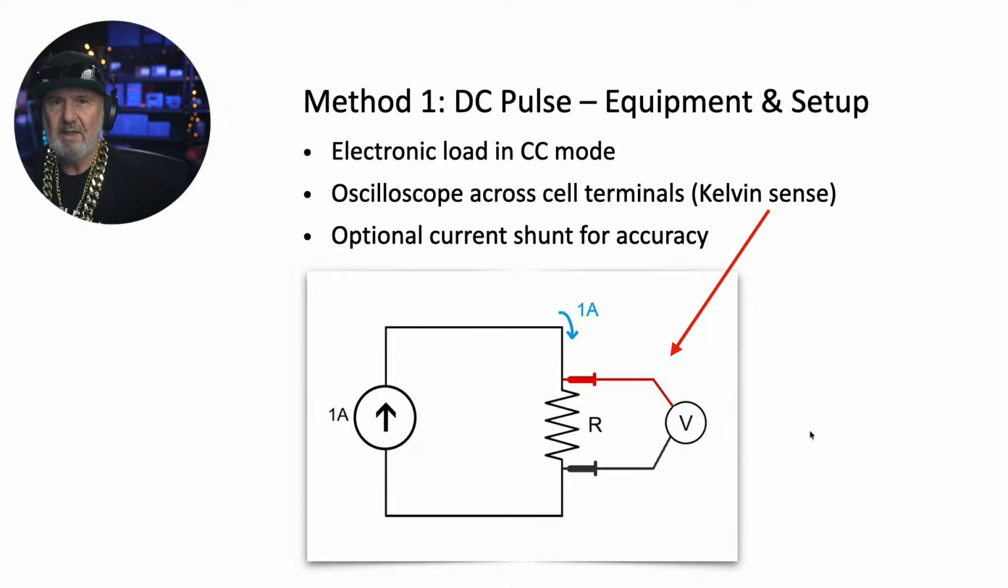Now the current should be, for a pulse test, actually quite high. Typically, if a cell's rated for 1C, 1C would be what the pulse test would be. So quite a high current value. And it's best measured with an oscilloscope. And you could also include a current shunt in the circuit to ensure that you're very accurately measuring the current rather than just relying on your power supply's display.